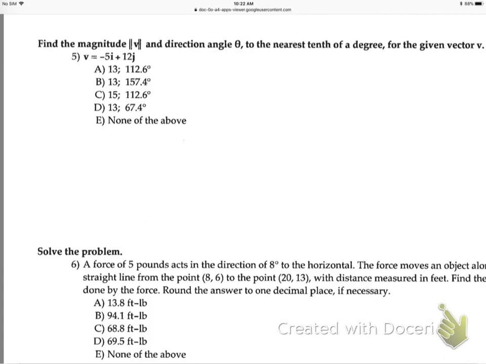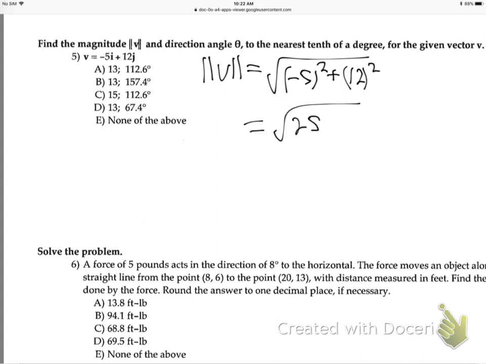So number 5, magnitude. This one will be a little bit easier. Remember how to do the magnitude of a vector? It's just Pythagorean, A squared plus B squared is C squared kind of thing. Square root of A squared plus B squared. So square root of 25 plus 144. Square root of 169. 13. Oh, there's a couple 13s.